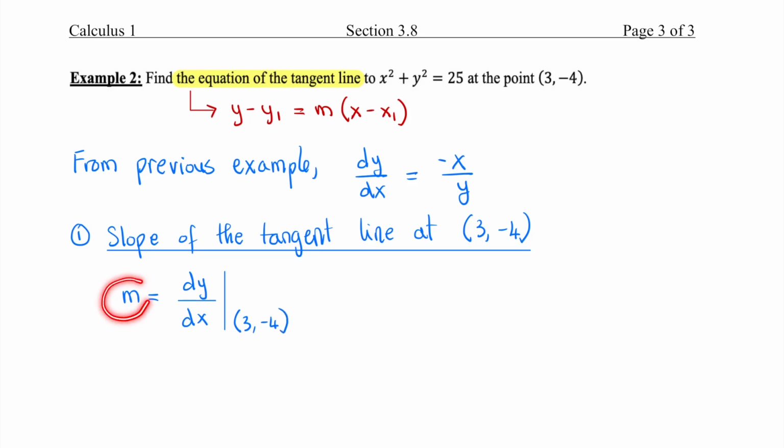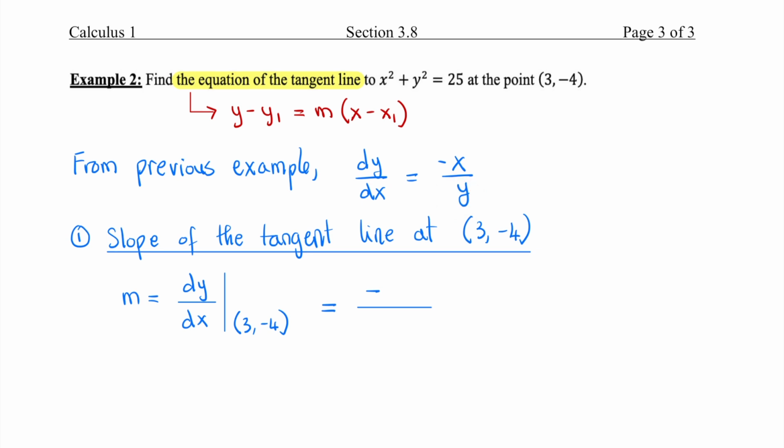To find the slope, we use the equation dy over dx, and we evaluate it at the point (3, -4). We'll replace x with 3 and y with negative 4. So the slope is 3 over 4.